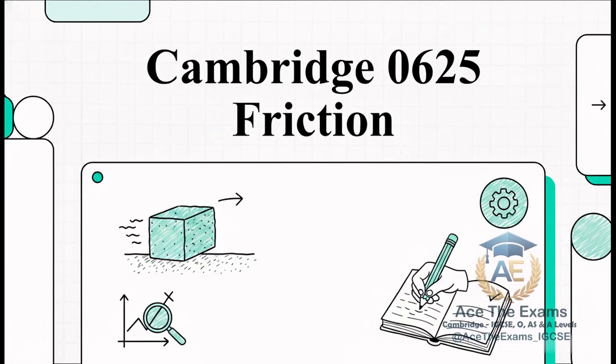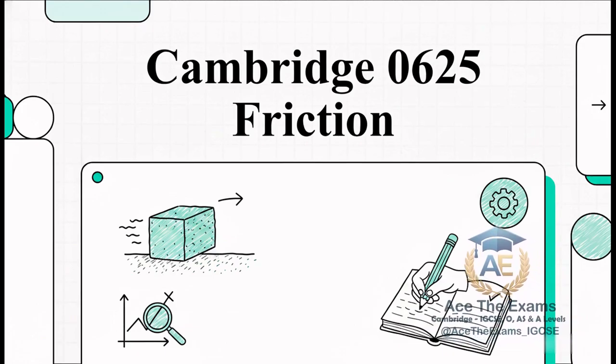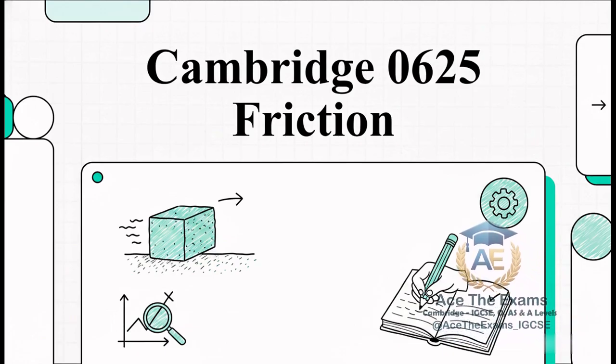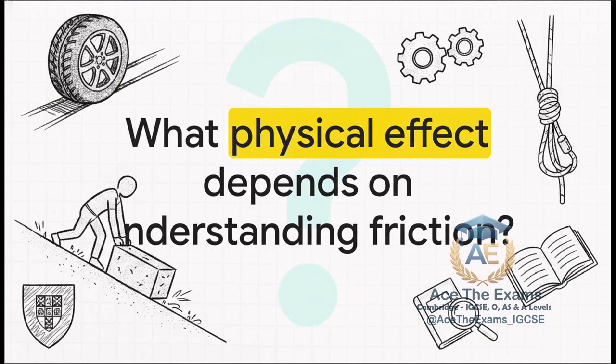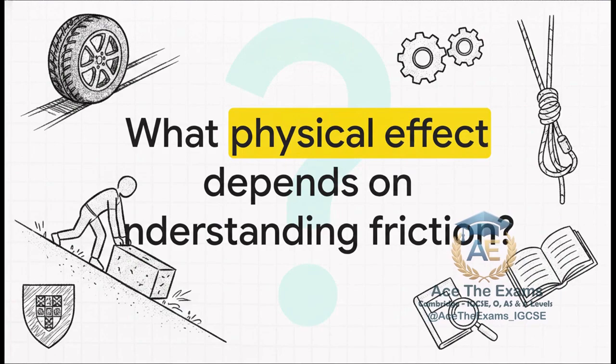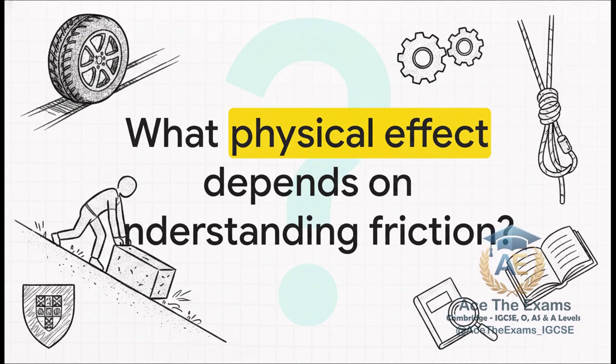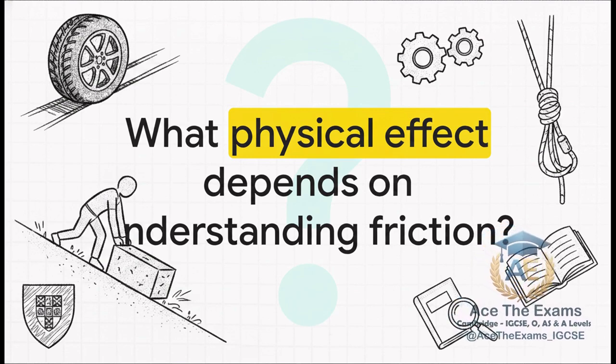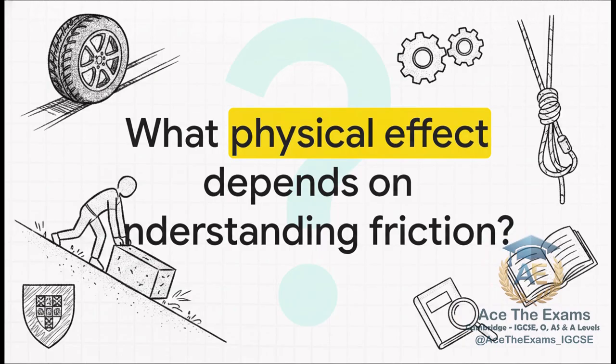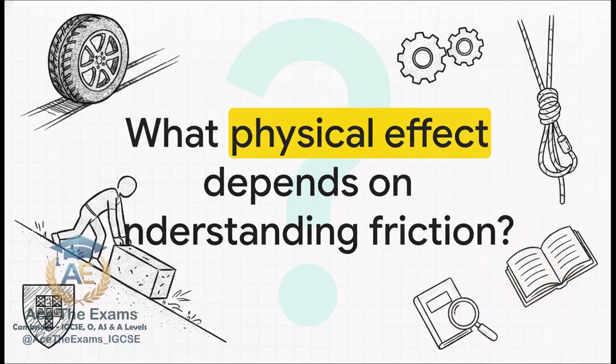We're going to read the warning signs, avoid the common pitfalls that sink grades, and visualize exactly what examiners are desperately looking for. To really kick things off today, before we even look at a single formula or draw a single free body diagram, I want you to sit back and consider this one question. Think about it for a second. What physical effect, measurement, or prediction actually depends on understanding friction? Starting your revision with this exact hook is a massive, absolute game changer.